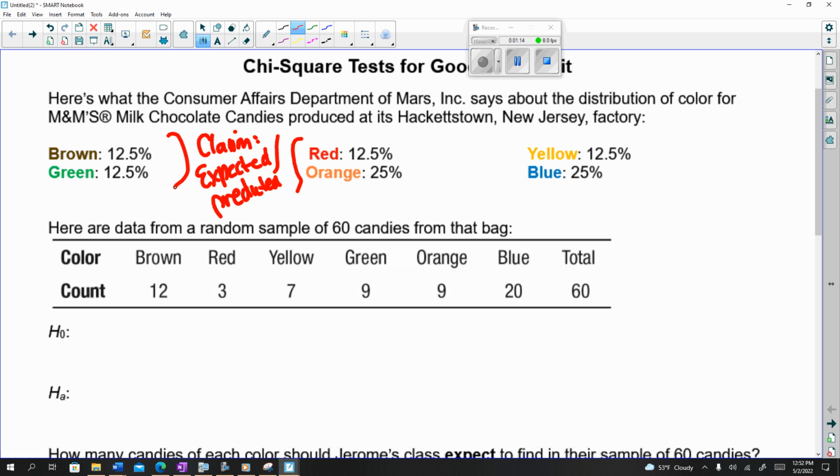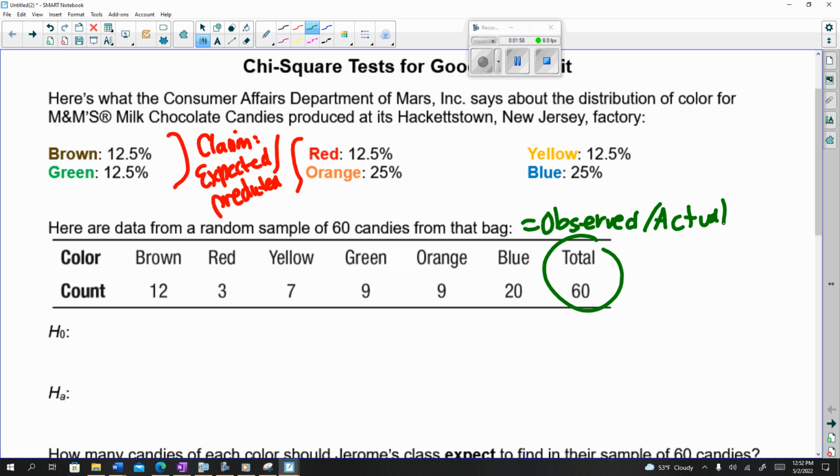And now we actually have a sample. So this sample is of 60, and these are the observed or actual values that we got from our sample. So as you can see, we have brown, red, yellow, green, orange. And we want to see, are the proportions that we got consistent with what the company advertises as predicted? So the null hypothesis, basically you have a lot of different proportions here. Whereas with the two prop Z test, the pooled one, we just had like P brown and P green. So our null hypothesis would be like P brown equals P green. And the alternative would be P brown is greater than P green or whatever.